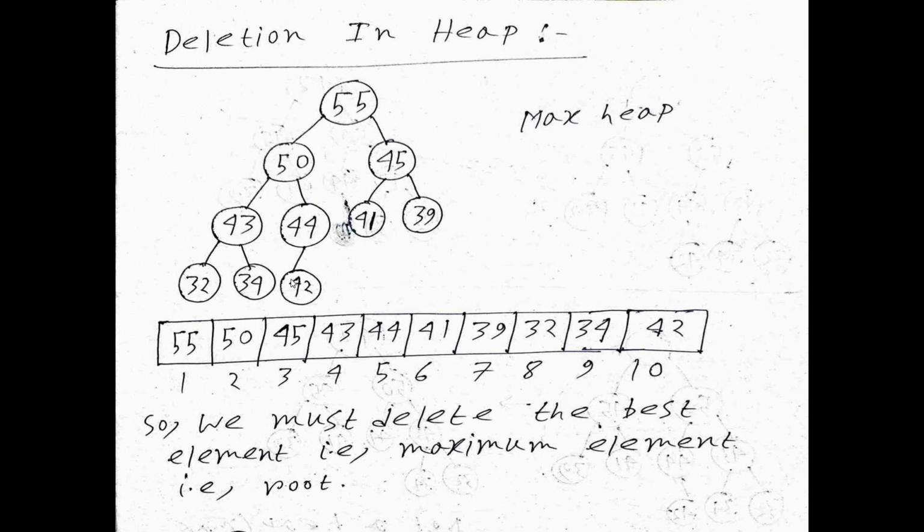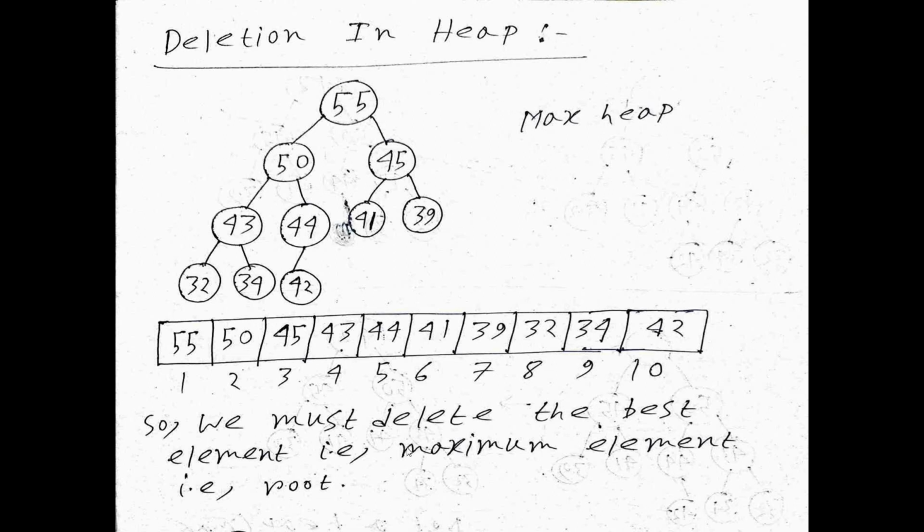Here we take a max heap, and we can take the min heap also. So the root element, that means the maximum element or minimum element, is what you delete: the maximum element on this max heap, or the minimum element on a min heap. So which element do we delete in the heap? We must delete the root element, that means either the maximum element or minimum element of the heap. So we are deleting the root.